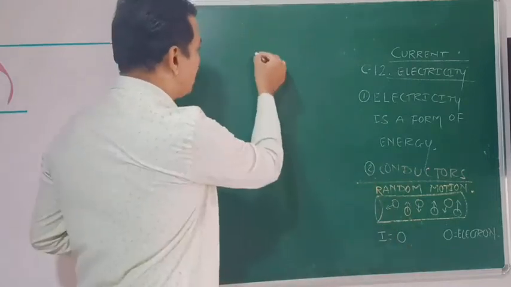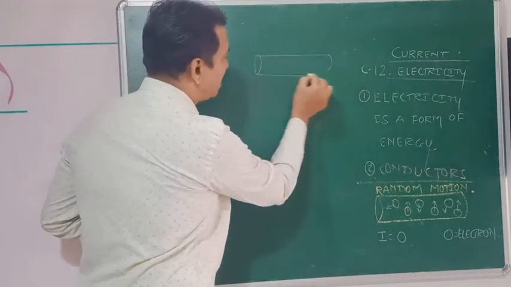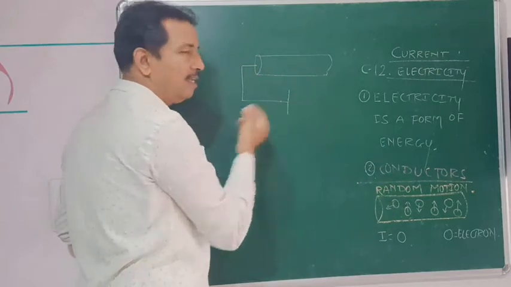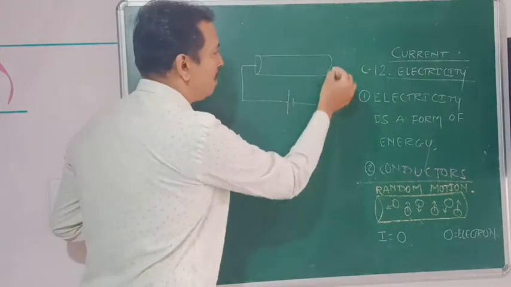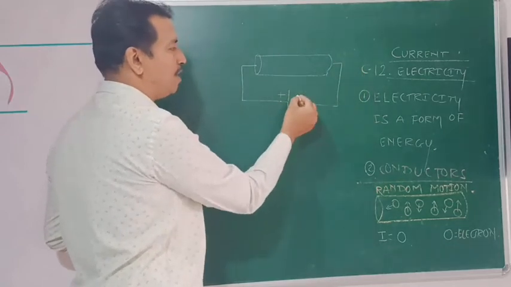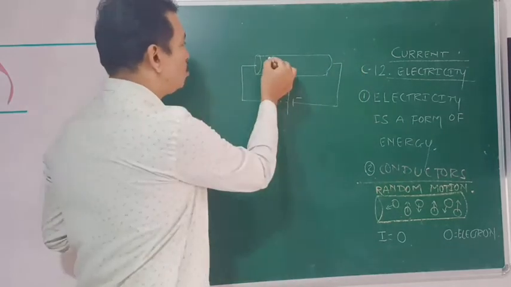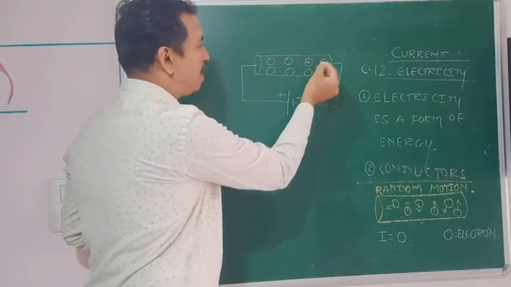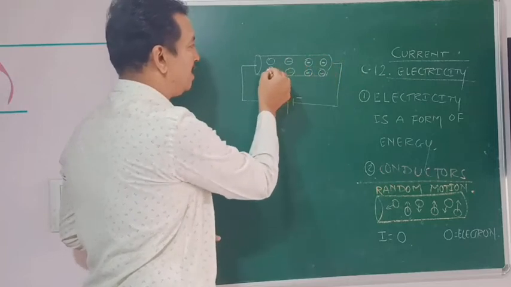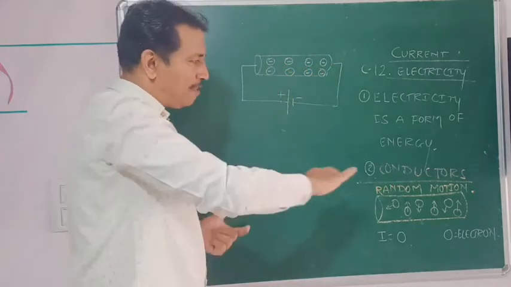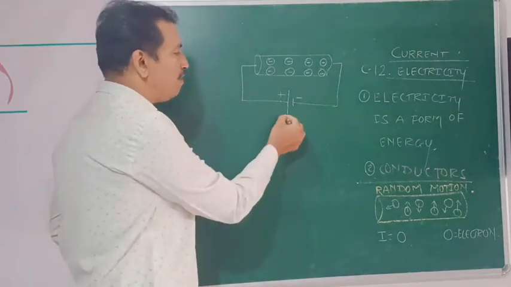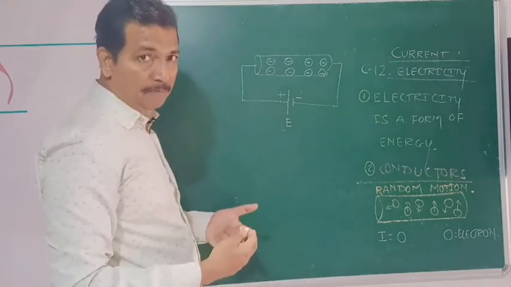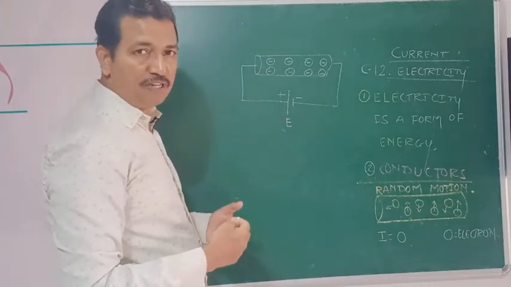But when this conductor is connected to a cell, we all know the symbol of a cell, a big line and a smaller one. The big one indicates the positive terminal and the small one indicates the negative terminal. These electrons have negative charge, which I'm going to teach you in detail, but let's understand what happens from random motion when we connect a cell or a battery. It is denoted by capital E, a symbol for the energy of the cell.